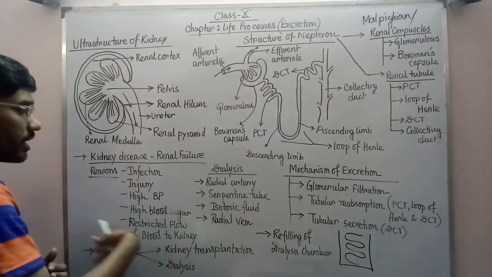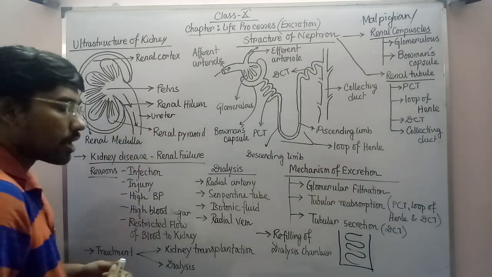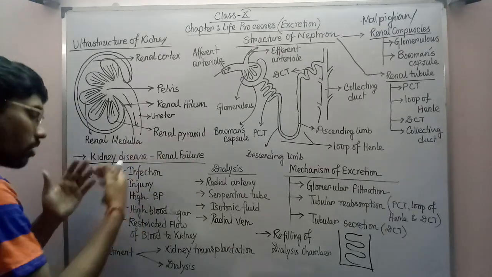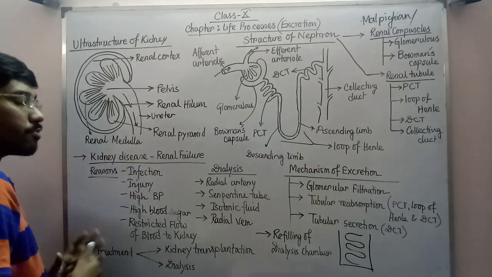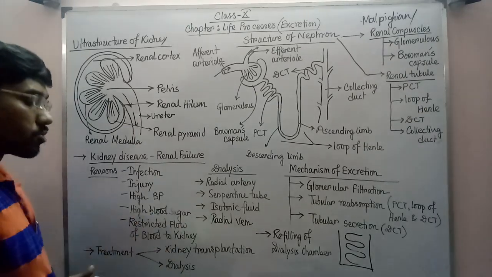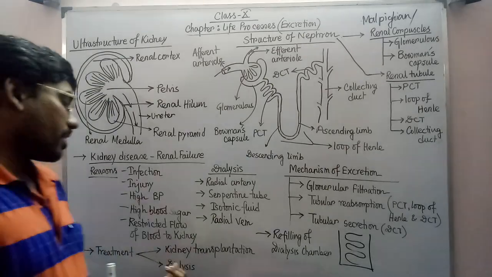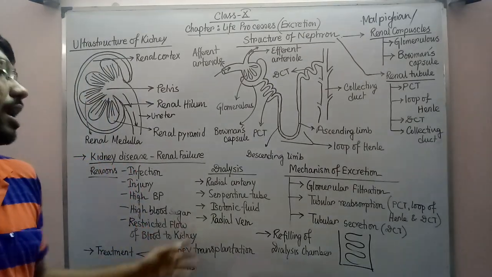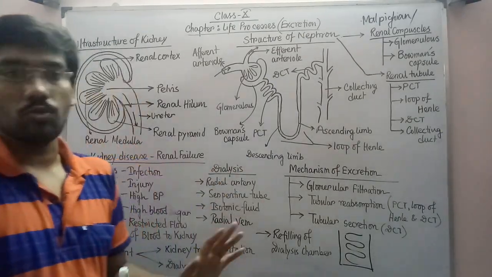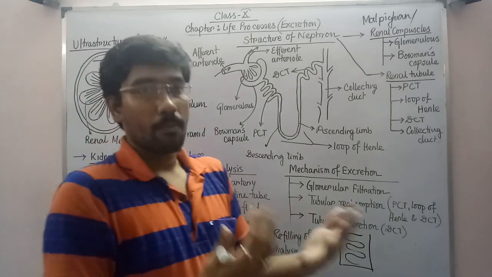Next we have come to kidney disorders, where only one disorder is kept in our syllabus, renal failure. Reasons we have discussed, and the treatments also. First one, kidney transplantation, that is a permanent solution, but if the permanent solution cannot be done, at that time dialysis at regular intervals has to be done for that kidney failure patient.